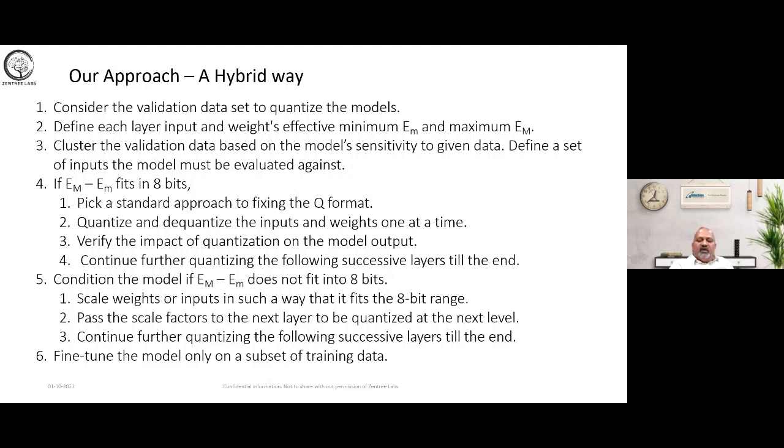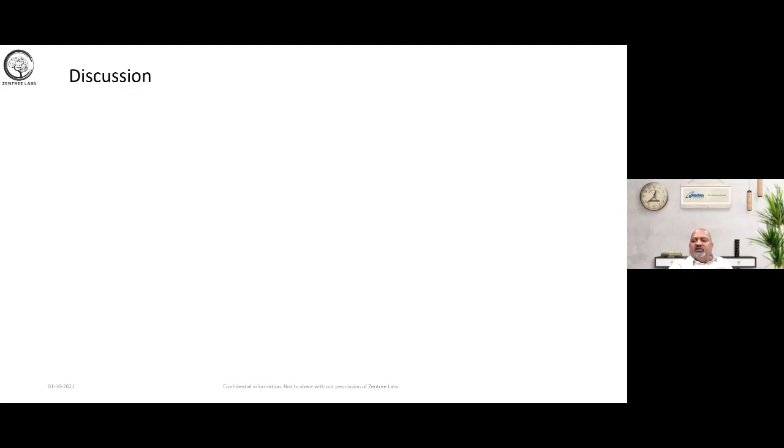So that's about this presentation. This is what I wanted to introduce to you: pruning and quantization, the importance of it, and how we can look at it. Any questions? I'm open to answer.